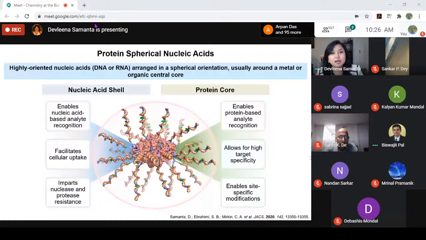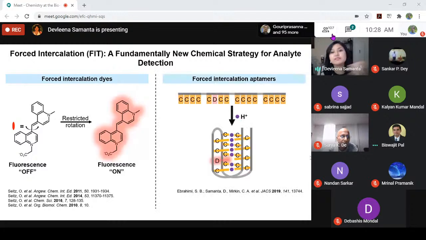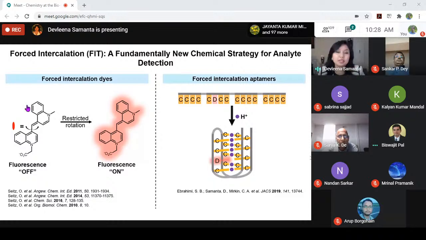So there are these classes of dyes. When you excite them with light, they undergo intramolecular rotations, and therefore they're non-fluorescent. But if you restrict their rotation, then they fluoresce. So if I were to have a DNA sequence and I replace one of the bases with this dye, when my DNA sequence binds to whatever molecule or target I'm interested in, if the DNA changes its conformation such that the dye is forced to intercalate or fit between the DNA base pairs, it's not going to be able to rotate, and therefore its fluorescence is going to be turned on. So in this way, we can detect whatever target molecule we're interested in.